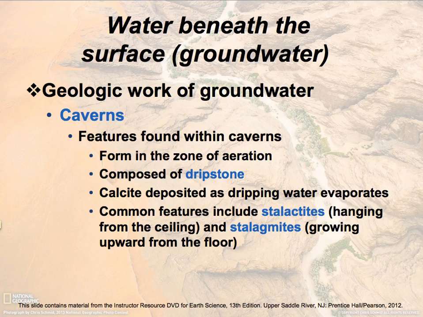Features that are naturally found in caverns are dripstones, formed in the zone of aeration. That is where water that is highly saturated with respect to the mineral that is being dissolved will often reprecipitate or redeposit that same mineral, and you can form pretty interesting and quite amazing structures in caves. Calcite gets deposited as water that's saturated with respect to calcium carbonate evaporates, and stalactites and stalagmites form from the same material that was dissolved to form the cavern in the first place.